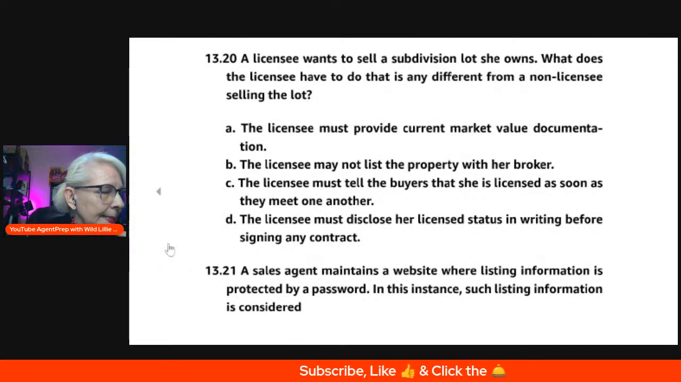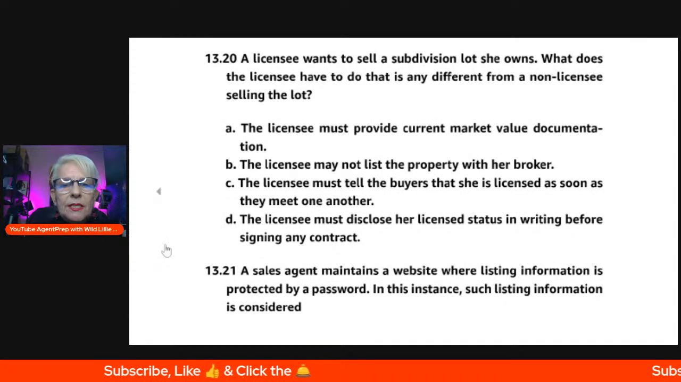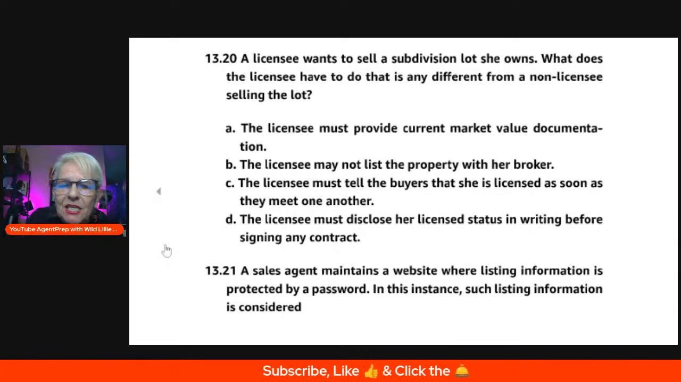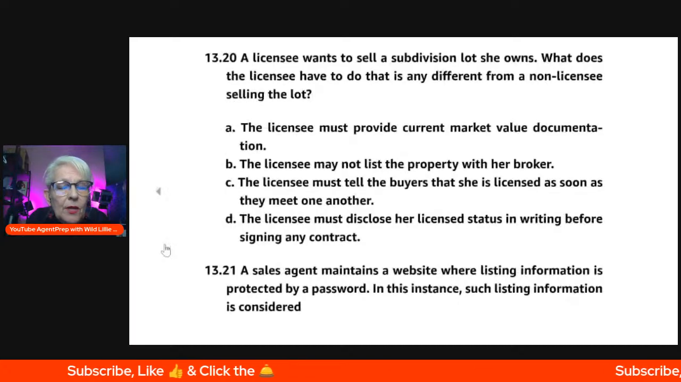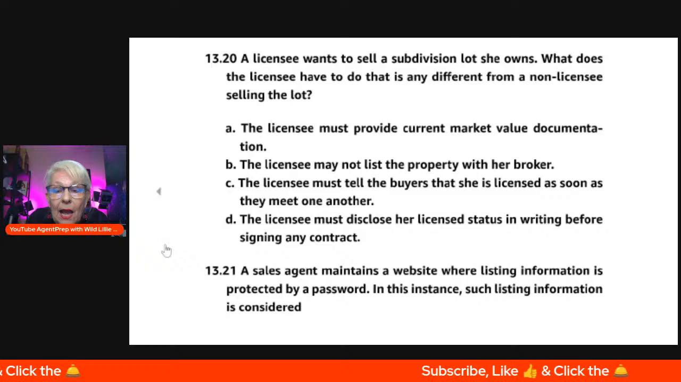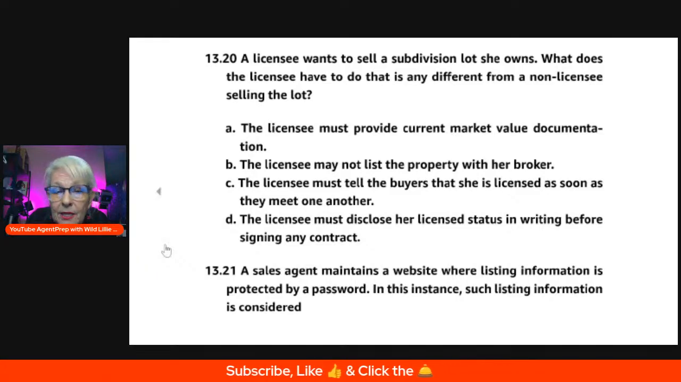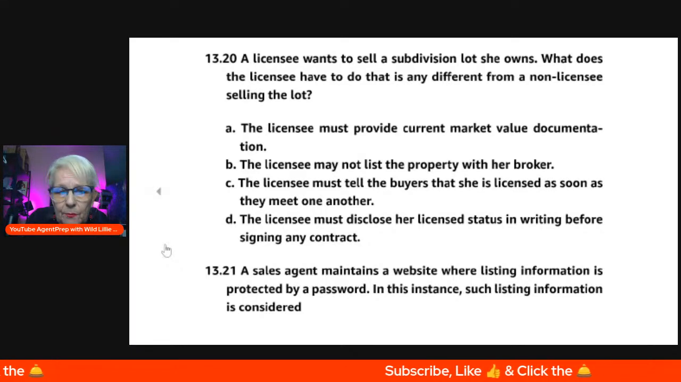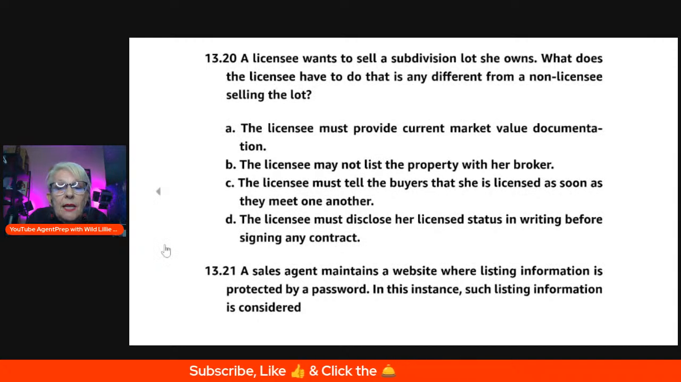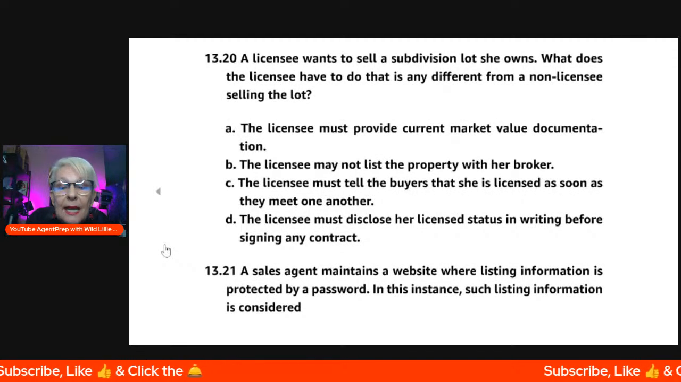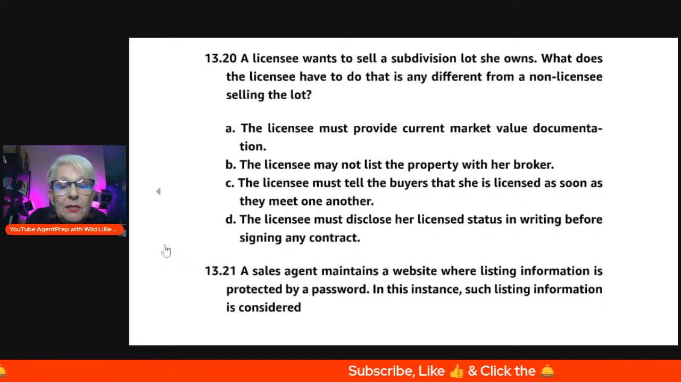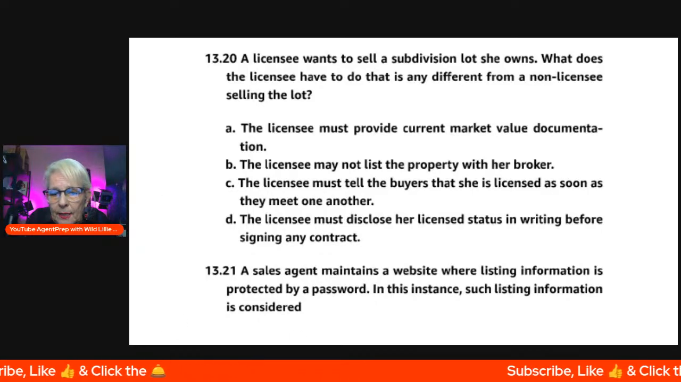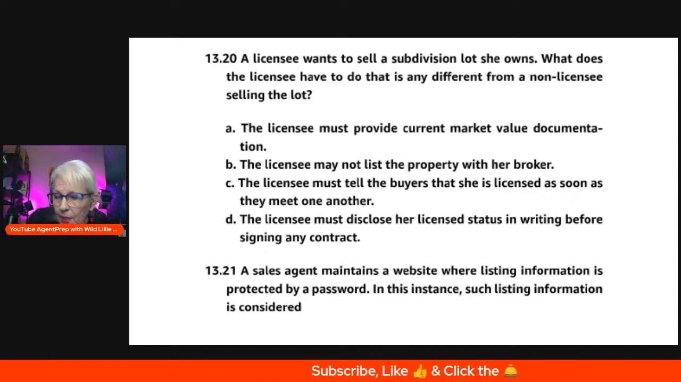Number 20. A licensee wants to sell a subdivision lot she owns. What does the licensee have to do that is any different from a non-licensee selling the lot? Licensees have more education than the average buyer and seller, so we have more knowledge and have to follow different steps, right? A, the licensee must provide current market value documentation. B, the licensee may not list the property with her broker. C, the licensee must tell the buyer that she is licensed as soon as they meet one another. D, the licensee must disclose her license status in writing before signing any contract. What do you think the answer is for number 20?